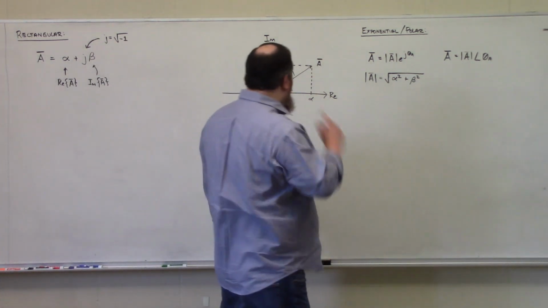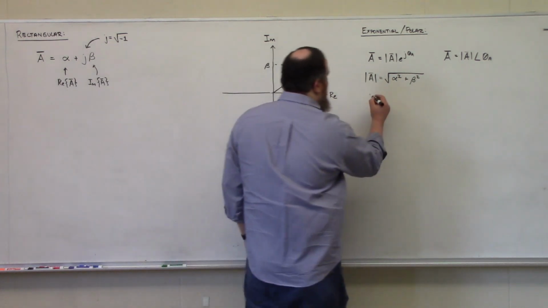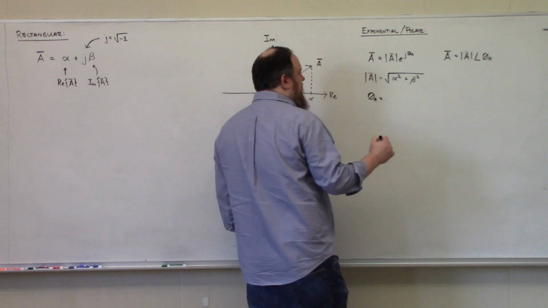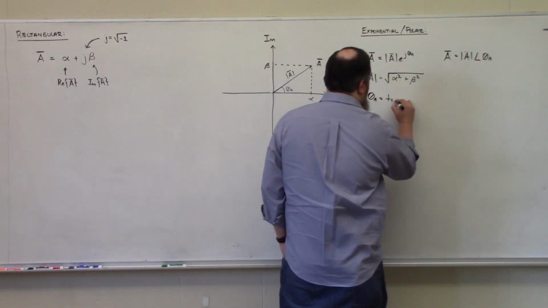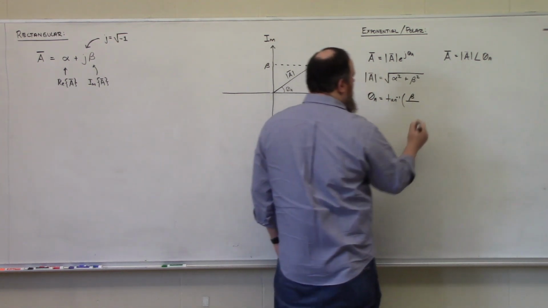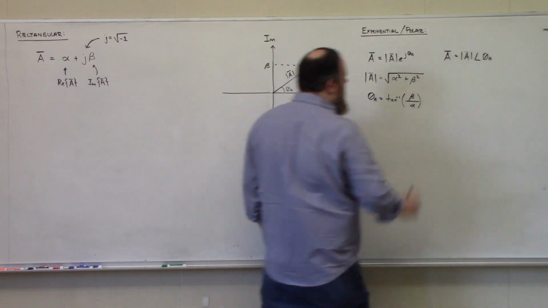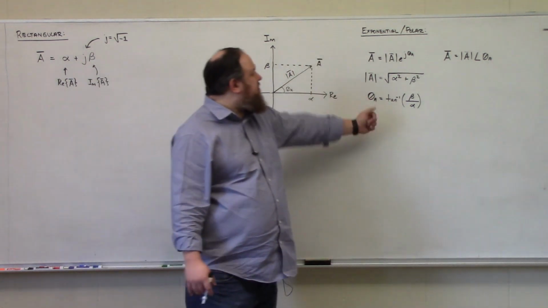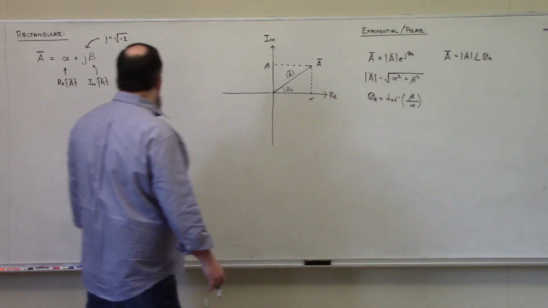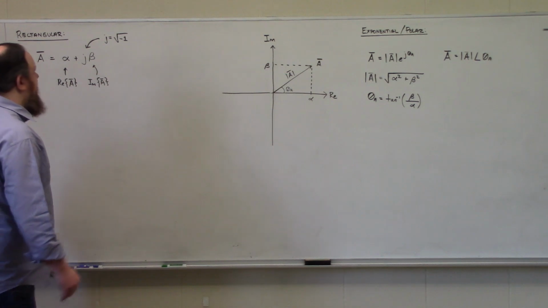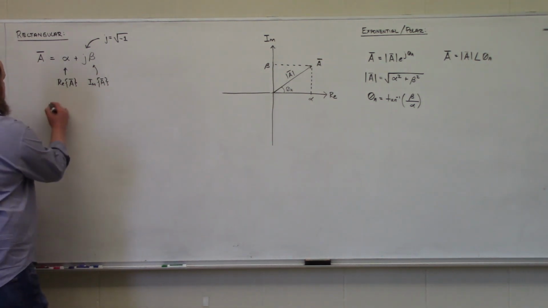And we could also figure out, using a trig identity, that theta A is simply the inverse tangent of the imaginary part, beta, divided by the real part, alpha. So this lets us convert from rectangular to exponential or polar. We can convert from exponential or polar to rectangular using these relationships.